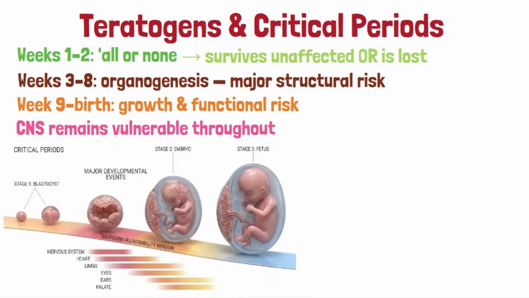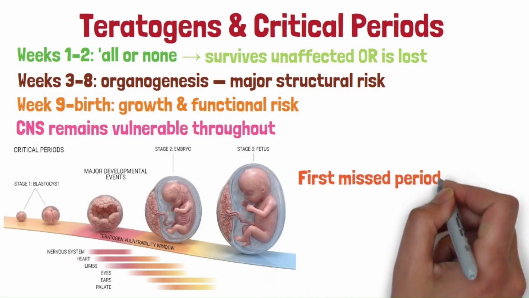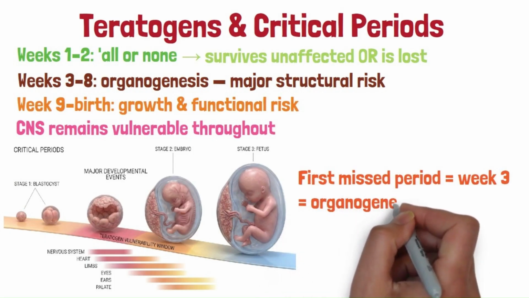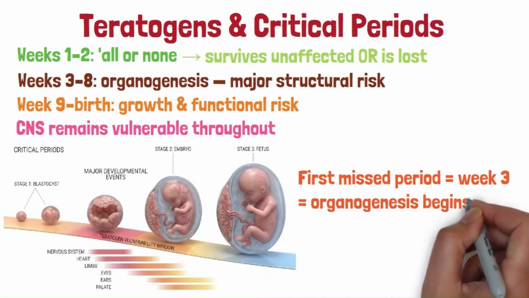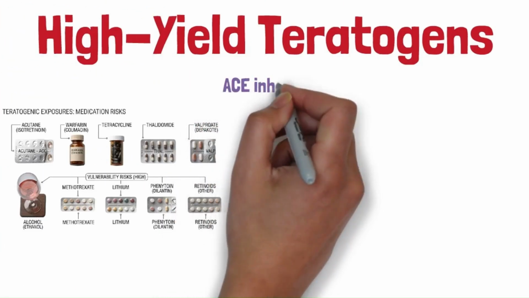And here is a clinical pearl worth remembering. Your patient's first missed period actually falls right around week 3, exactly when organogenesis is beginning. So by the time she even knows she is pregnant, the most critical window may already be underway.